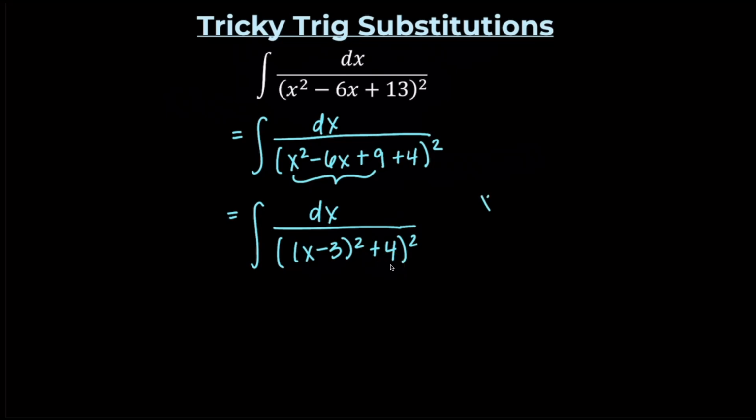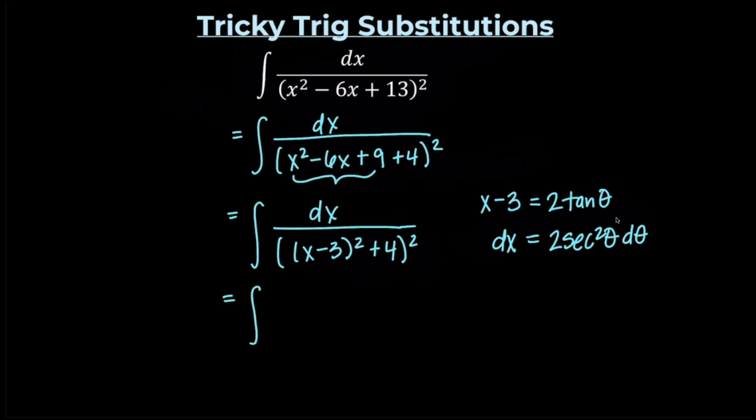I'm going to let x minus 3 equal 2 tangent theta. So I have a function of x squared plus number squared. So I'm thinking tangent, right? And then that number a is 2. So x minus 3 equals 2 tangent theta. Now let's take the derivative. So we have dx is equal to 2 secant squared theta d theta.